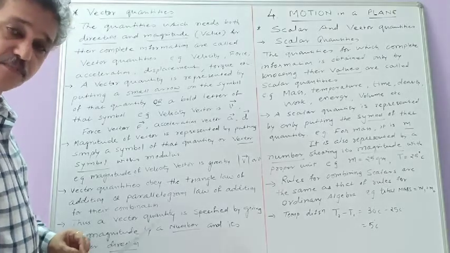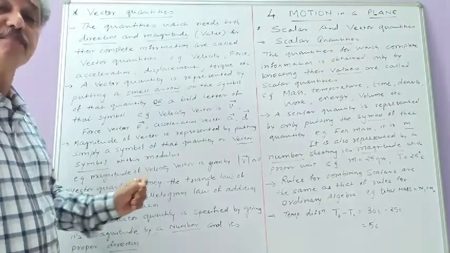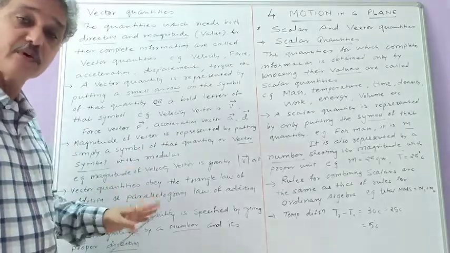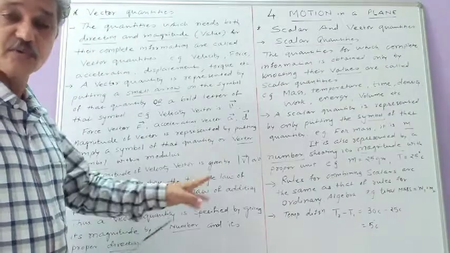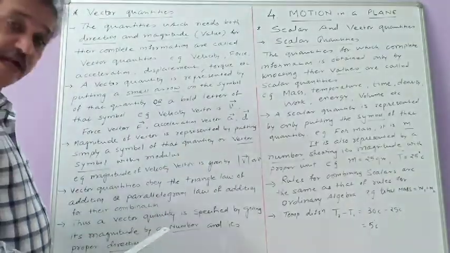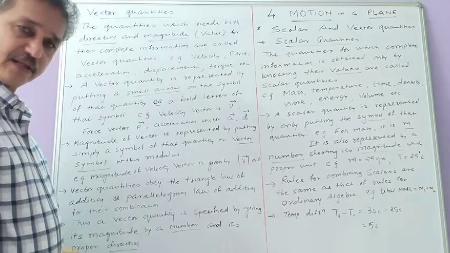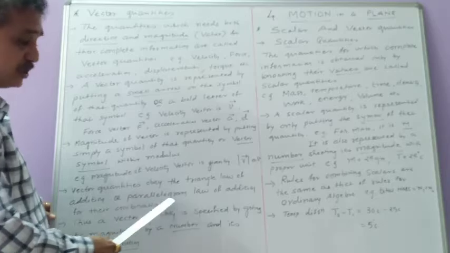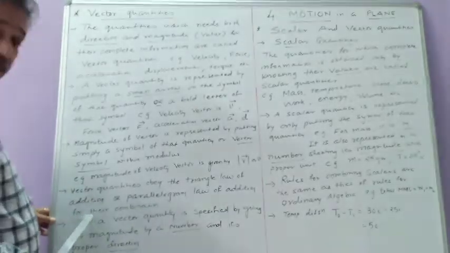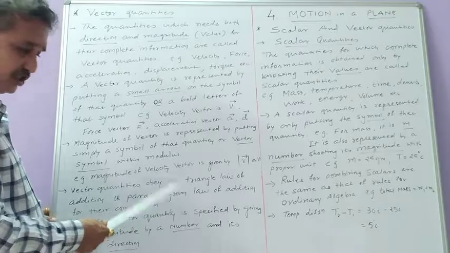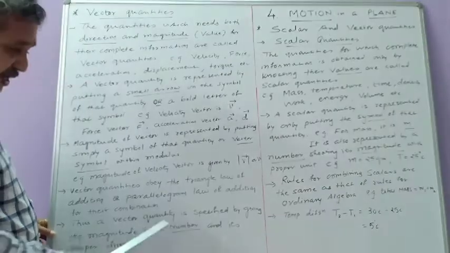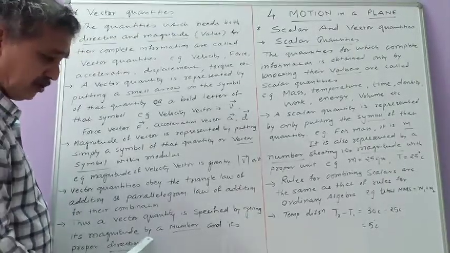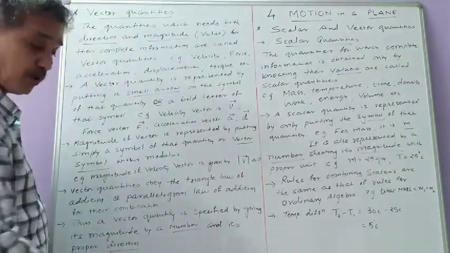You can't say simply v1 plus v2. If vector v1 is 10 meter per second and vector v2 is 20 meter per second, then you can't say vector v1 plus v2 equals 20, or 10 plus 20 equals 30. But it can be obtained by another method, and that method is known as what? The triangle law of vector addition, and another is the parallelogram law of vector addition, and we will see later on how this is possible. Thus, a vector quantity is specified by giving two things: one is magnitude by number, and another is its proper direction.